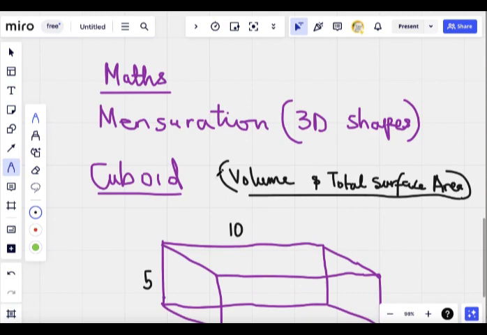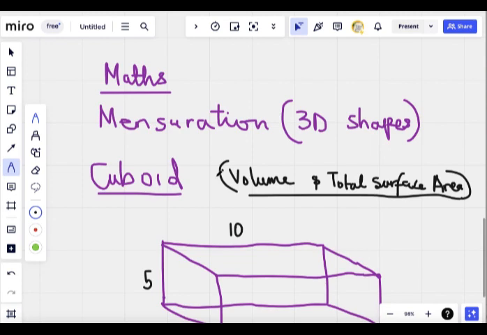2D shapes are easy. Area of a triangle is half base times height. Area of a rectangle is length times width. So we already know all of this. We've done them in our previous classes. Area of a circle is pi r square. Circumference of a circle is 2 pi r. We've done all of this before. We know all of this for 2D shapes.